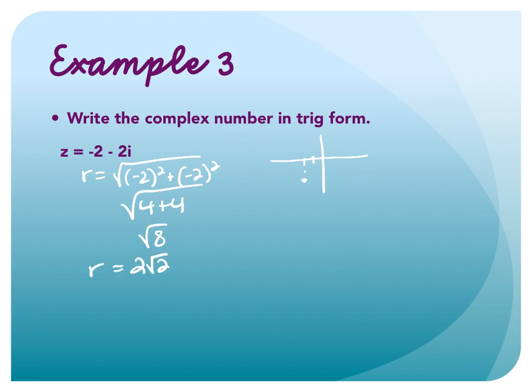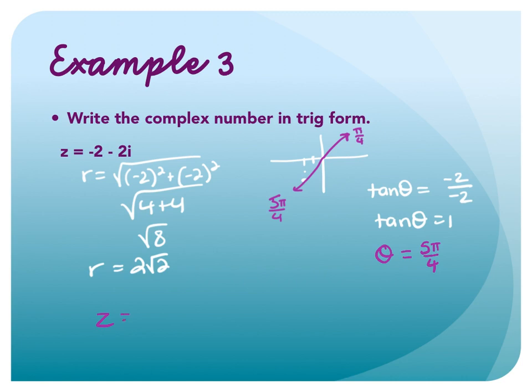That's r. And then the tangent of theta is b, which is -2, over a, which is -2. Tangent of theta is 1. So remember before we said there's 2 answers for tangent being 1. It's at pi over 4, and it's also at 5 pi over 4. Because I know this is happening in the third quadrant, I know theta is 5 pi over 4. So I know z equals the radius, 2 root 2, times the cosine of 5 pi over 4 plus i times the sine of 5 pi over 4.